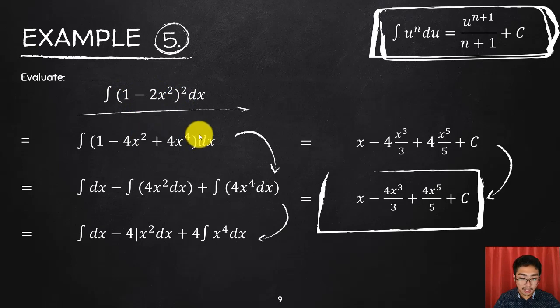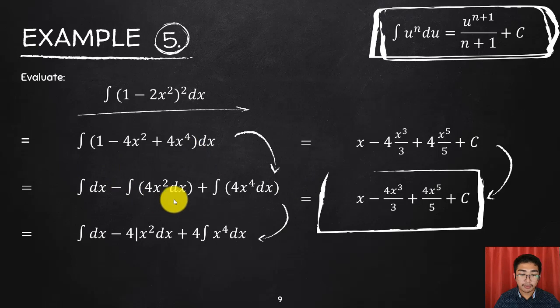This trinomial, because there are now three terms, is no longer raised to a power, it's only raised to 1. So we can now distribute the integral sign individually into these three terms and then integrate them one by one. So the integral of 1 dx, that is integral of dx, minus the integral of 4x squared dx plus the integral of 4x raised to 4 dx. This is now the distributed integral sign.